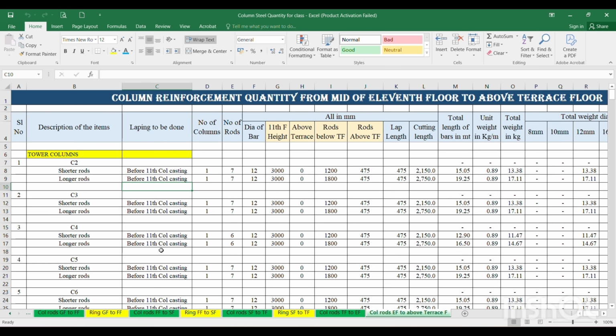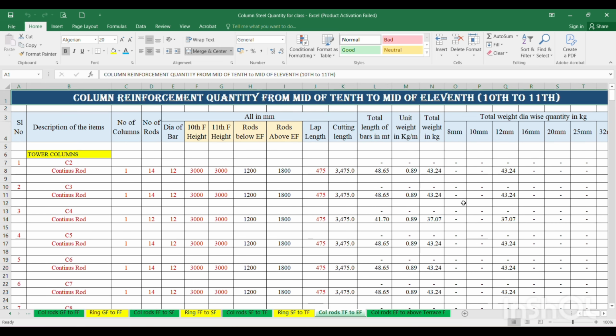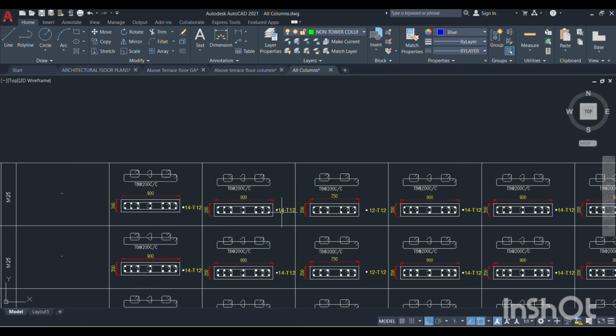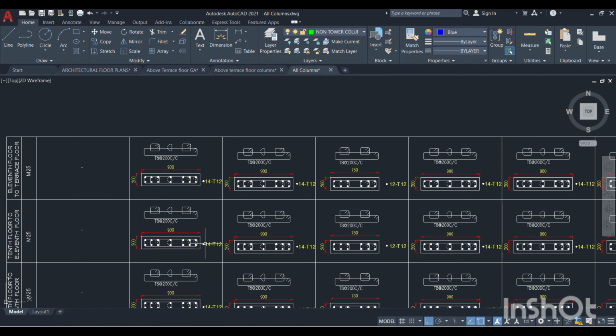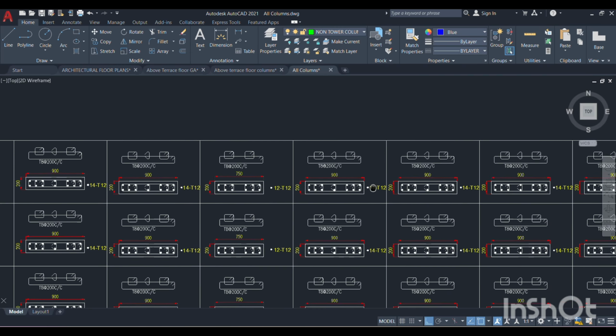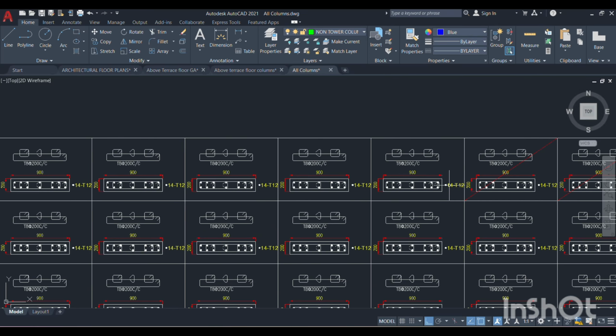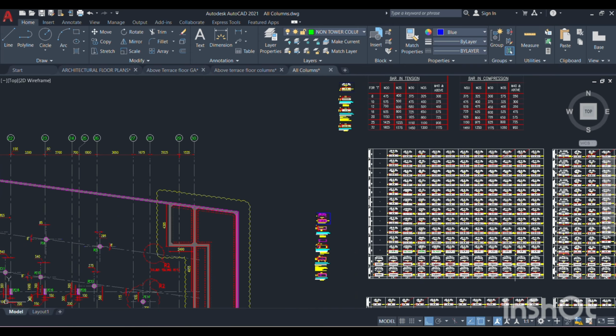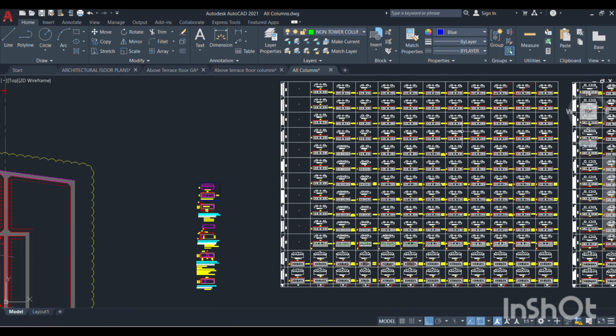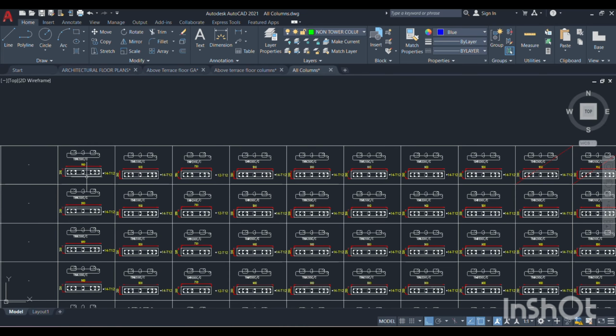As usual, at the level of 10th floor to 11th floor, C2 has only 14 numbers of 12. If you look at the drawing, from 10th floor to 11th floor there are 14 numbers of 12 dia, and the same above the terrace floor level: 14 number of 12, 12 number of 12, 14 number of 12, 12 number of 12. Up to C9 it is the same. Then C10 has changed as per our latest drawings. We will calculate C2 to C9.